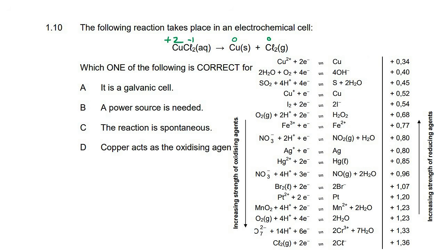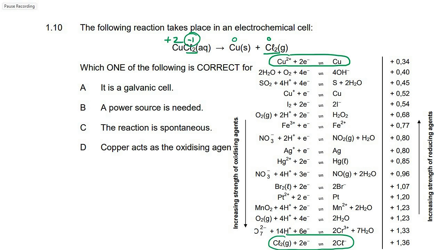All you do is you look at what you have. So we've got Cu 2+ and Cu with no charge. So we will use this one over here, okay? And then for the Cl, we've got a Cl- and then we've got a Cl2. So that's down here at the bottom. A Cl2 and a Cl-.